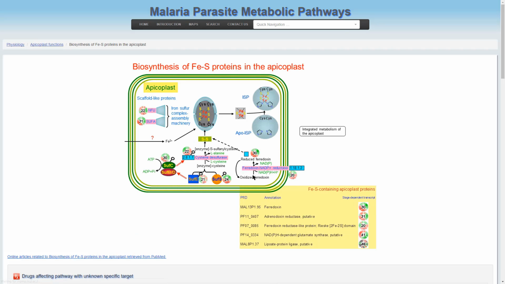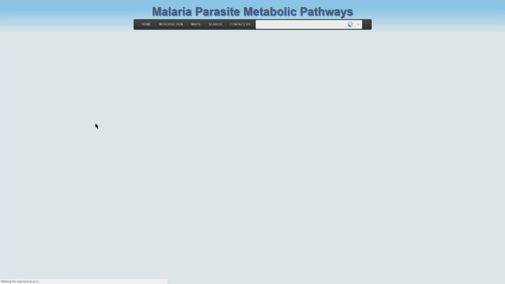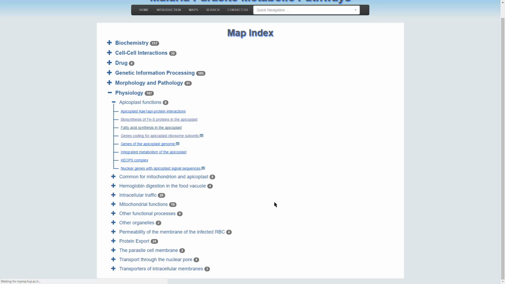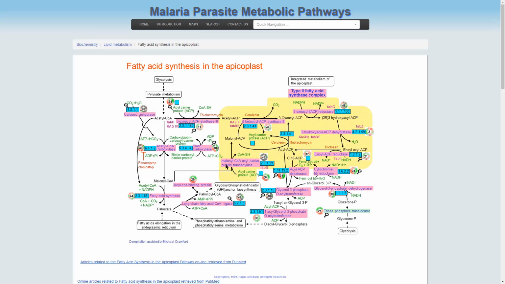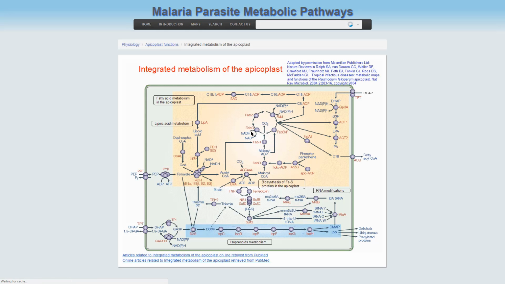Now we shall move to apicoplast function, and here you see also several maps. One of them is about synthesis of iron-sulfur containing proteins inside the apicoplast, and another one showed the fatty acid synthesis of the apicoplast, which we have seen before, but all the yellow background are enzymatic reactions taking place inside the apicoplast. This is a scheme taken from the literature which describes all the different metabolic activities that take place in the apicoplast.